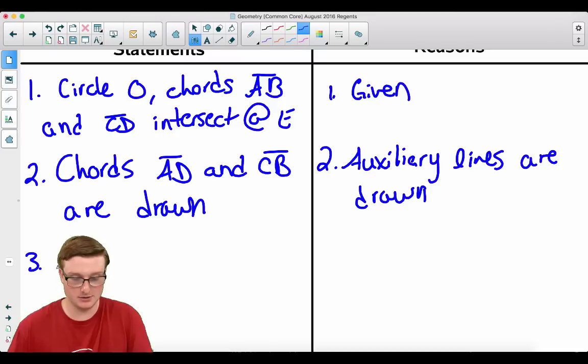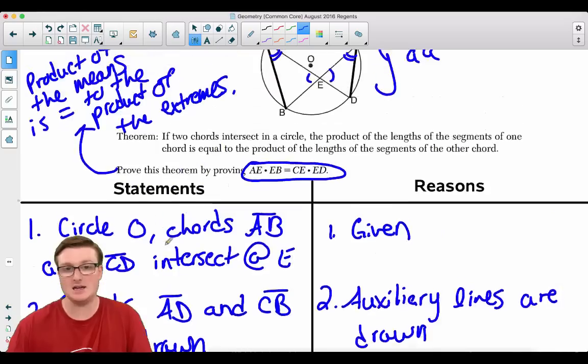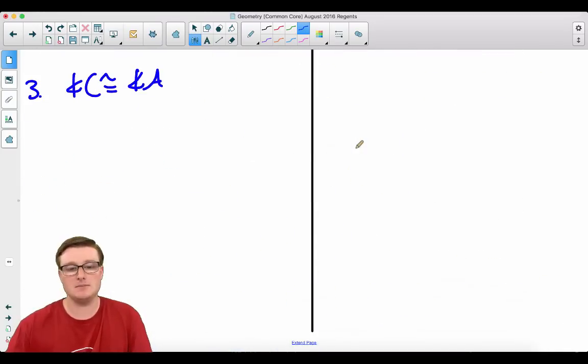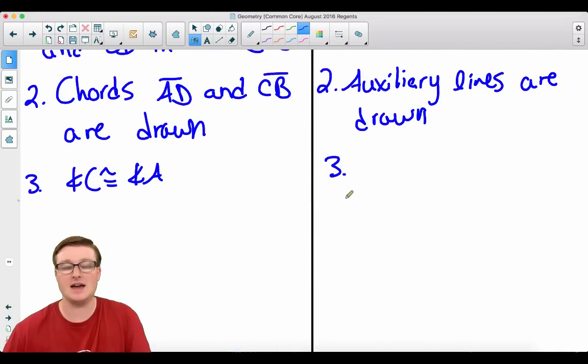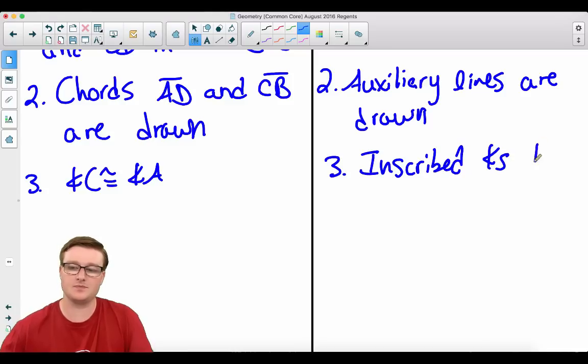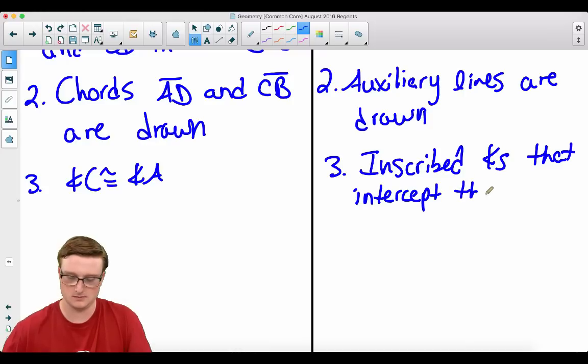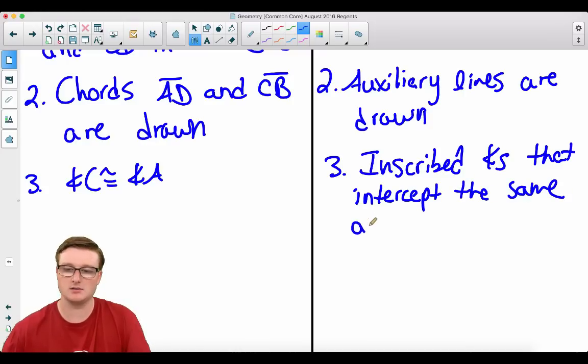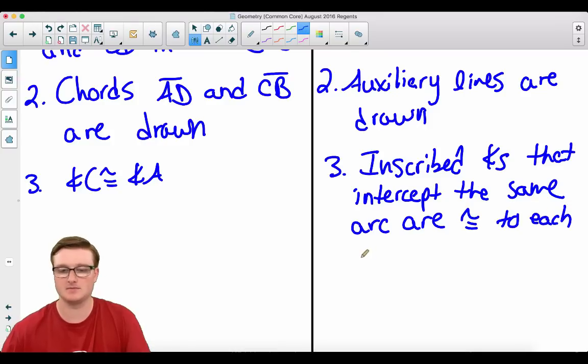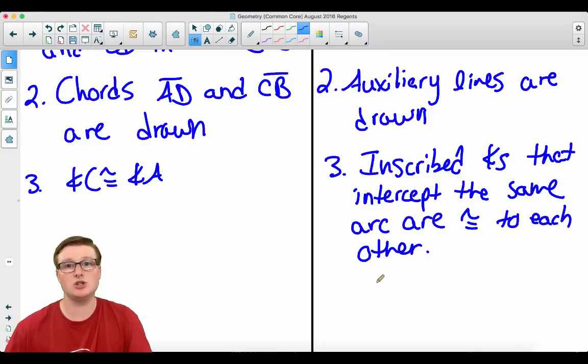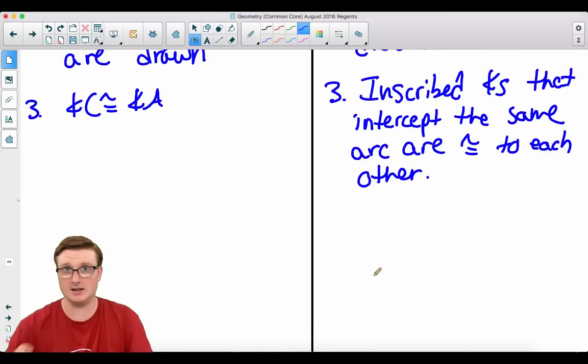Alright, so now I'm going to go on to number three. Angle C is congruent to angle A. Now, these are congruent because of the reason that is derived from circles. Inscribed angles that intercept the same arc are congruent to each other. Okay? So that proves those two angles similar. I'm sorry, congruent, I should say, congruent.